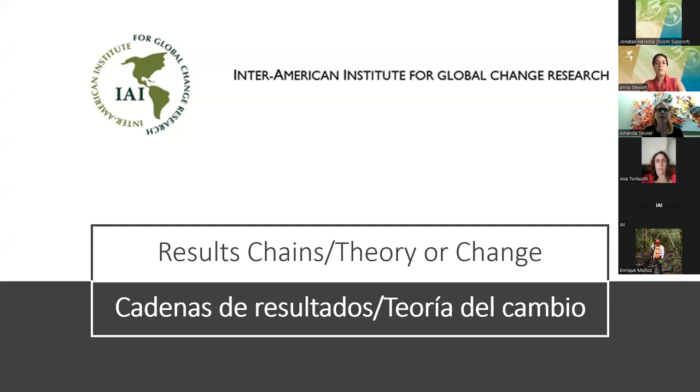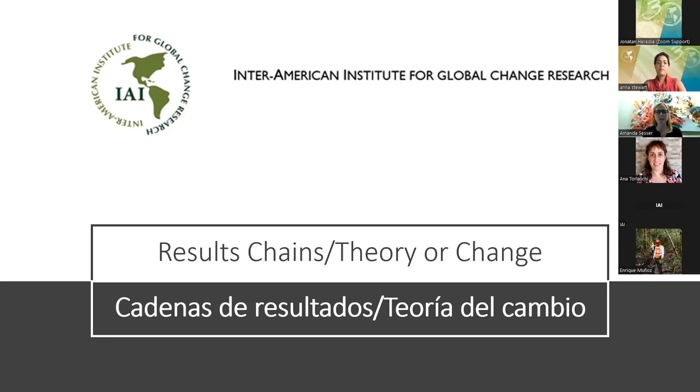Yeah, so results chains are a way, if you're doing on the ground environmental work, to say, is our investment meeting our desired outcomes? And in research, it's slightly different, but it's a way to link the actions that you're doing in research to the environmental or social outcomes that you're trying to get to.